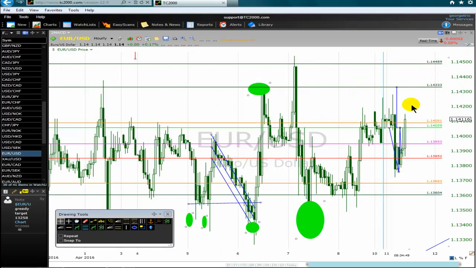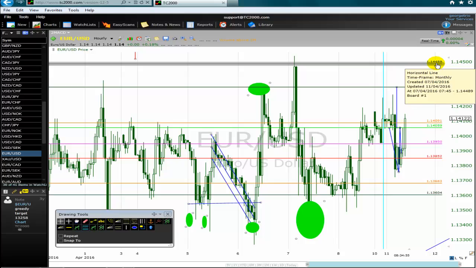My target here is at 11433. The price may push it all the way to the top of the consolidation. That remains to be seen. But there are more to this.